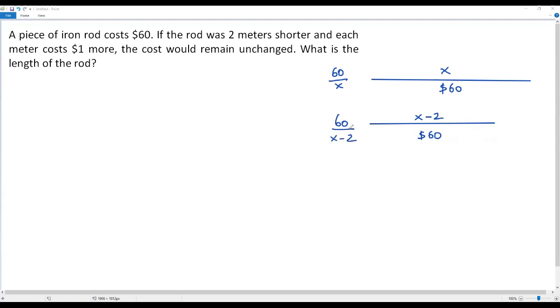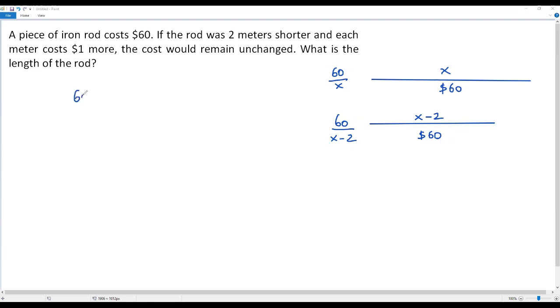Okay, now I got the cost of each meter of the original rod and each meter of the rod which is 2 meters shorter. Here when we compare these two values, which one is greater? According to the information, if the rod was 2 meters shorter, each meter costs $1 more. That is, the value of this one is 1 more than this 60 over x, because this is the cost of each meter of the rod which is 2 meters shorter. So its cost will be $1 more than this one.